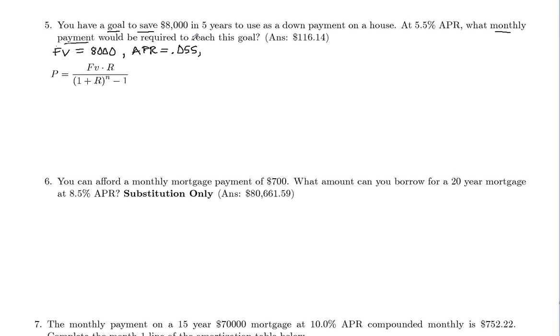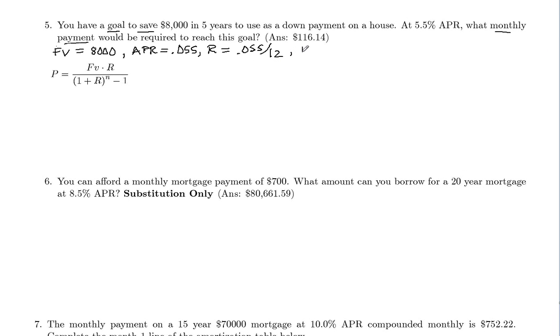And let's see, what else? Oh, it's monthly. So that means that when we figure our R, we're going to divide by 12. So this would be 0.055, and divide that guy by 12. And I don't think that works out to be a nice rate. No, it doesn't, so we're going to leave that.